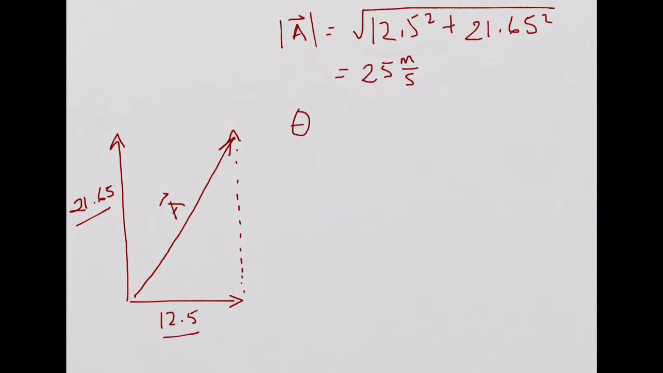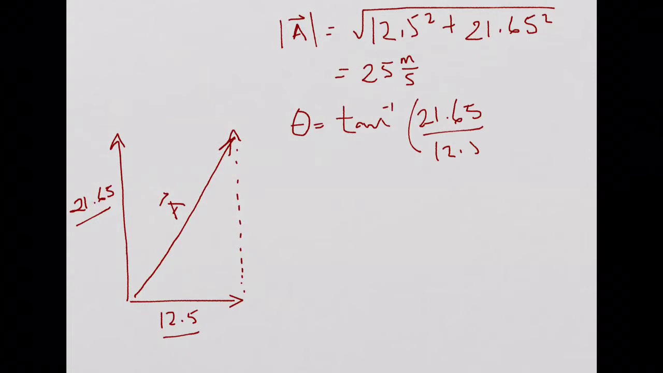In order to find the angle, I want to take the inverse tangent of 21.65 over 12.5, and that results in an angle of 60 degrees.